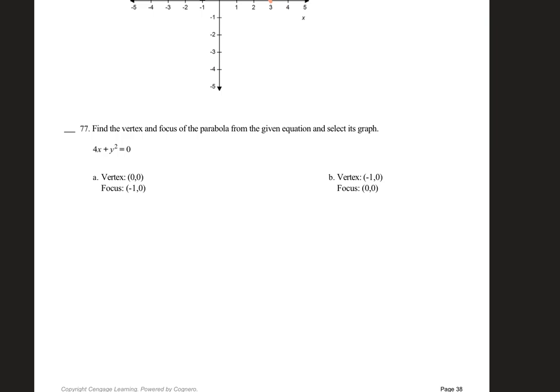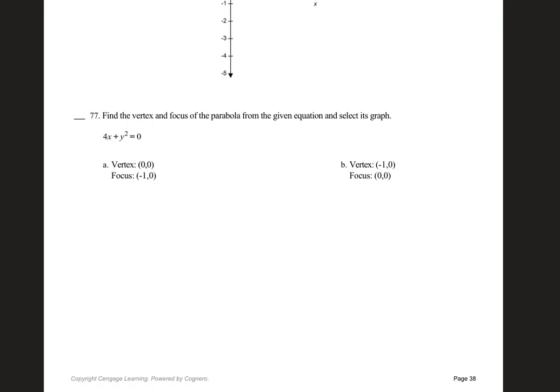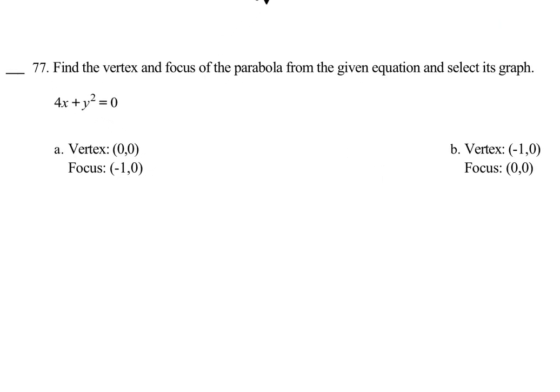Okay, find the vertex and focus of the parabola from the given information. So it's a parabola. There's only one thing squared, which tells you that too. I want to isolate that squared thing, so I would do y squared equals -4x. There's nothing with the y and there's nothing with the x, so already I know my vertex is 0, 0.